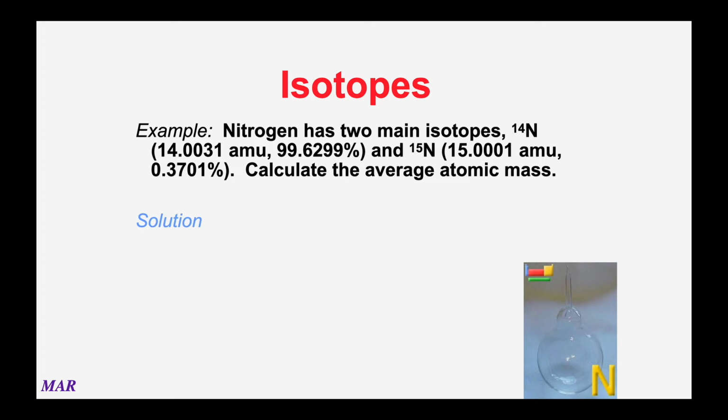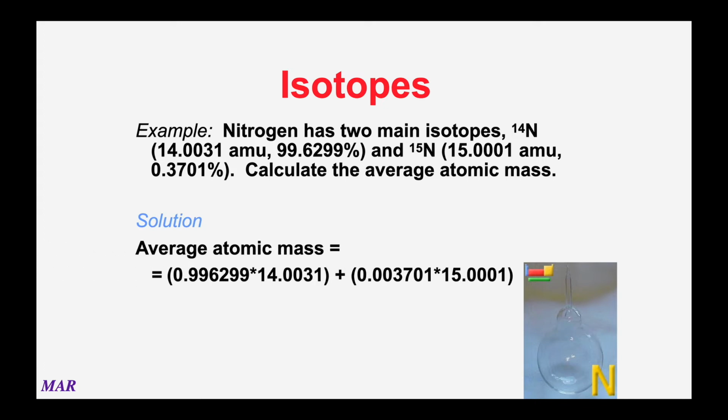And again, what we're going to do is use the decimal version of those percentages and multiply it times the isotope mass, and we'll add that to the same thing for the other isotope, and that'll give the average mass. So what we have right here, 99.6299% divided by 100, 0.996299, and we multiply it by the mass of the isotope, 14.0031.